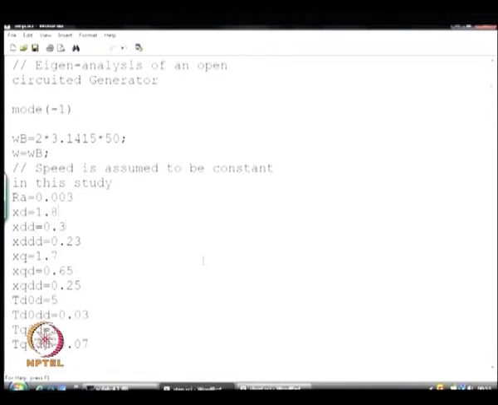The parameters of the machine, I have entered them. I just showed them to you some time back. Only difference is of course, I have changed the time constant to 5 seconds because, as I shall show you, the system settles down faster with a lower time constant. So, we do not have to simulate for a very long time. So, that is the only change, but I am using otherwise the parameters which I just showed to you in the previous slide.